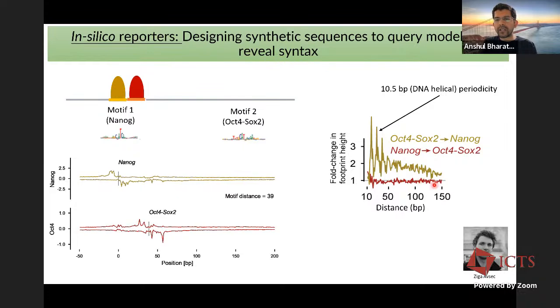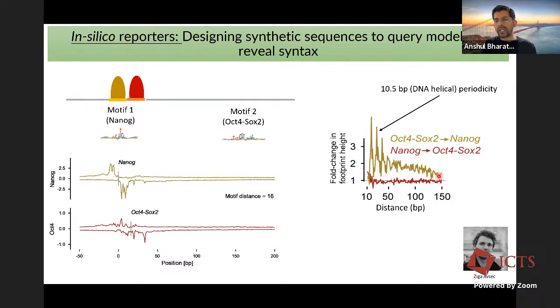The red curve is the response of OCT4 to just the spacing syntax. And you can see that OCT4 literally doesn't care. You can change the spacing quite a bit, and until you get really close, there is almost no response. The fold change in the footprint height of the signal is very, very marginal, right? But just see what happens to nanog. As you decrease the spacing between OXOX and nanog, you see this exponential rise in nanog's binding, which is really interesting, indicating that nanog is responding to the spacing between OCT4 SOX2 and the nanog motif.